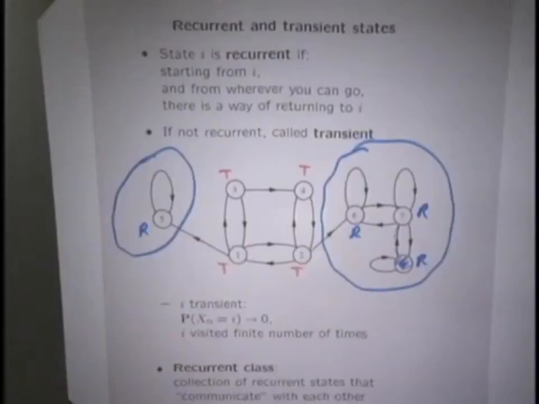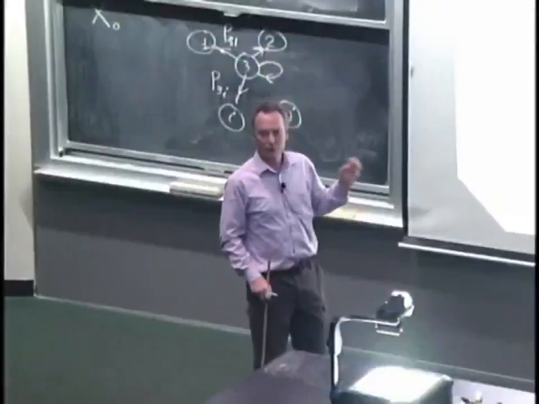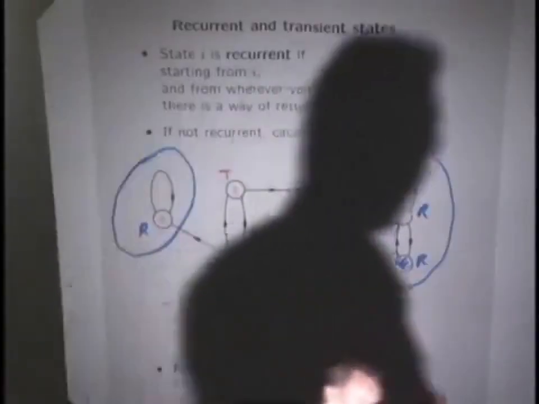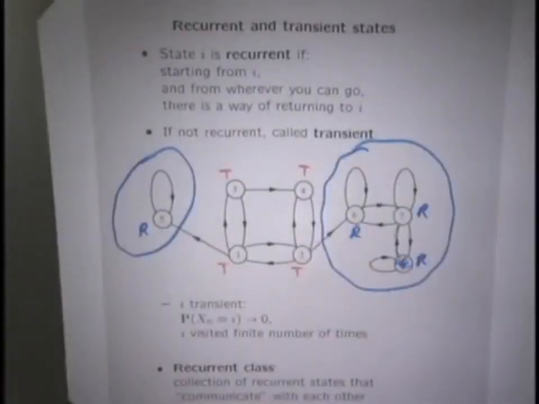So the guess you can make at this point is that for the initial state to not matter, we should not have multiple recurrent classes. We should have only one. But we're going to get back to this point next time.